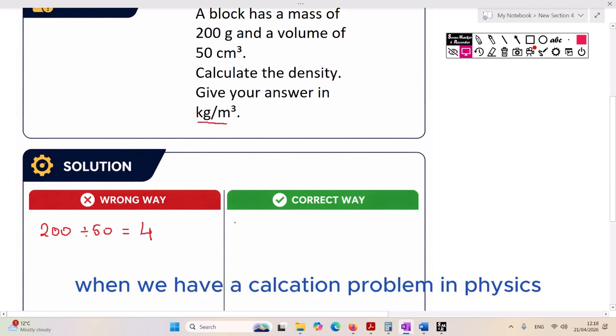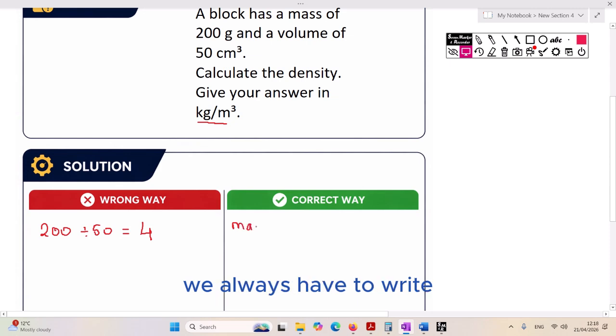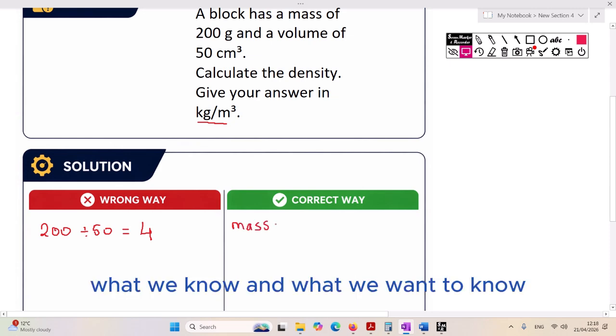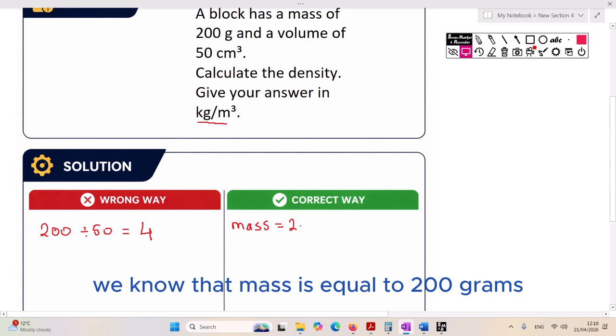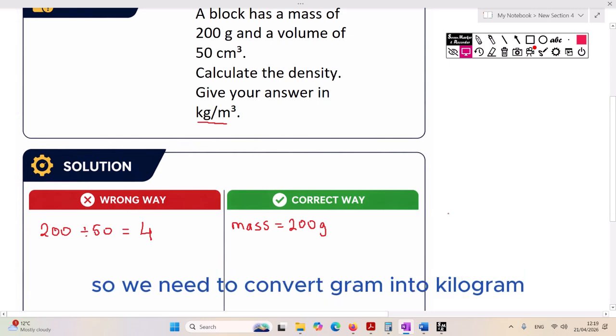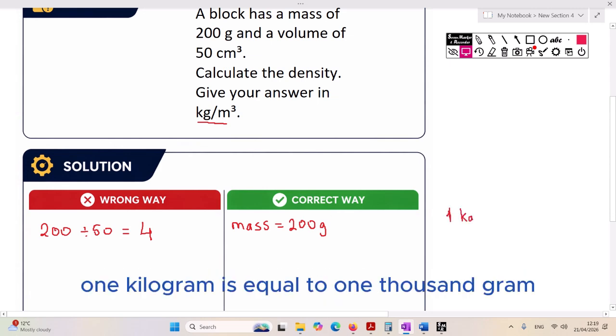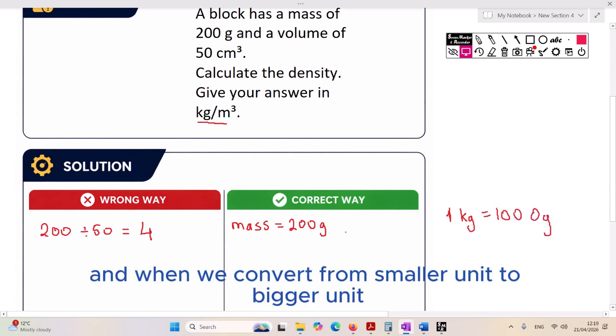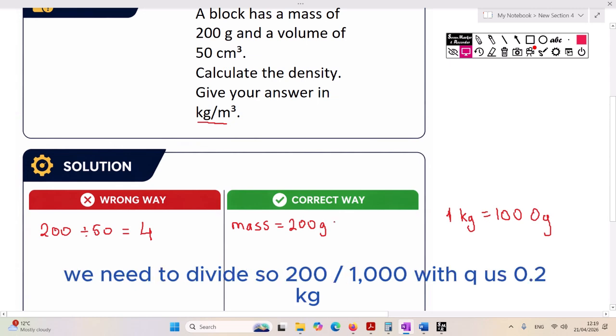When we have a calculation problem in physics, we always have to write what we know and what we want to know. We know that mass is equal to 200 grams. But in the answer, we need to give our answer in kilogram per meter cube. So we need to convert gram into kilogram. As you all know, 1 kilogram is equal to 1000 gram. And when we convert from smaller unit to bigger unit, we need to divide. So 200 divided by 1000 will give us 0.2 kg.